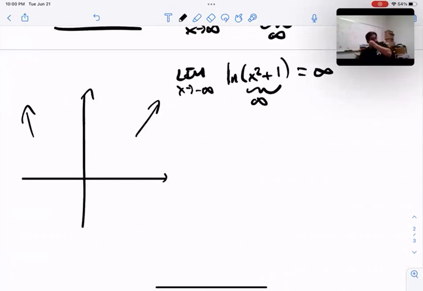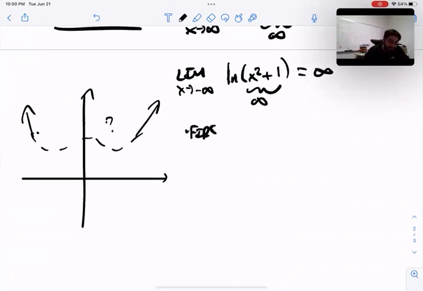But what does it do in between, right? This is about as much as I know, and I know that it doesn't have any holes, so I know it does something in between, right? But what exactly does it do in between? It doesn't have any vertical asymptotes, it doesn't have any holes. What does it do in between? Well, let's use the derivatives to find out.